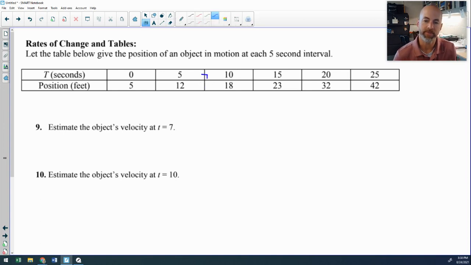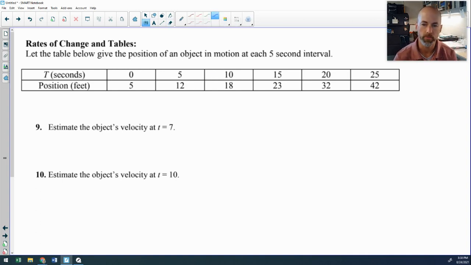Now, on these types of problems, you have to use information that's in the table. You cannot try to extrapolate between these values and estimate, okay, well, maybe that's a 15 between the 12 and the 18. You can't do that. You have to use information that's actually on the table.